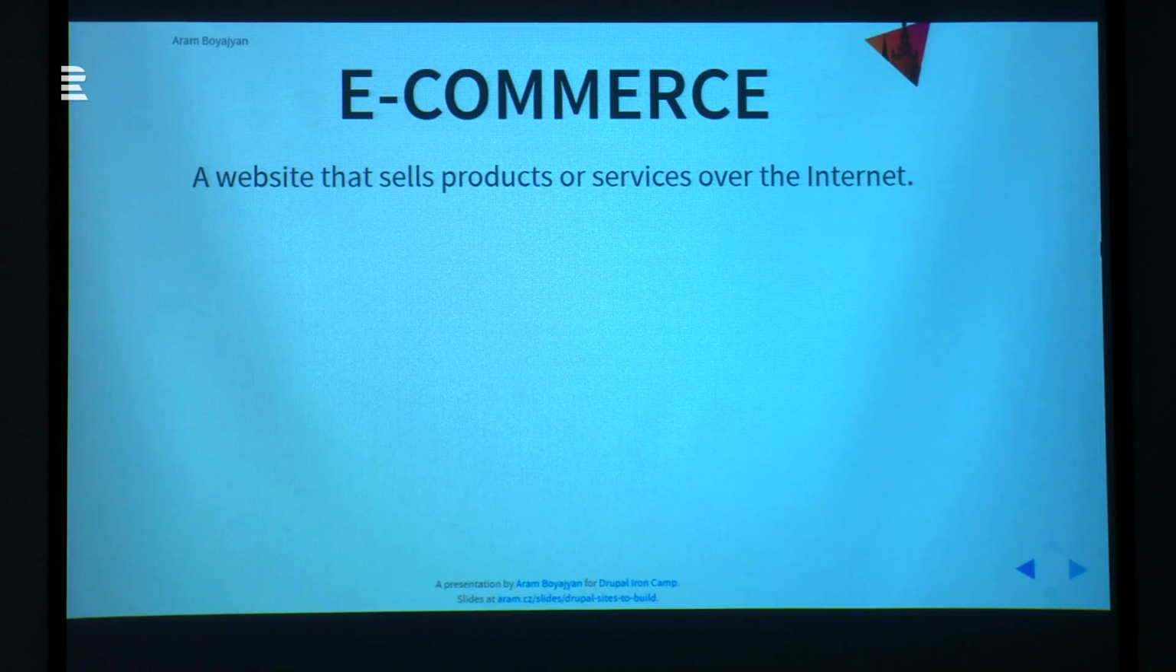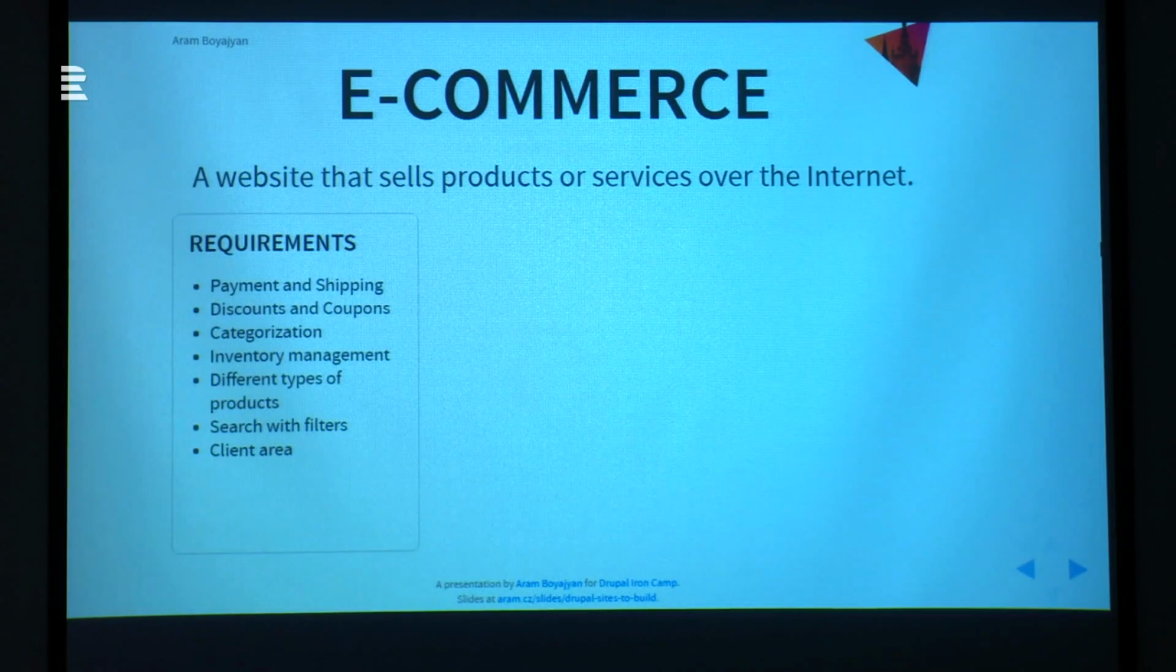So the first one is, of course, e-commerce. Basically, if you need to explain in one sentence what an online store is, it's a website that sells products or services online. Requirements generic enough to help you build almost any kind of e-commerce would be that it has payments and shipping integration, discounts and coupons, categorization, inventory management, different types of products, search with filters, and a client area. Now I will cover each one of these briefly.